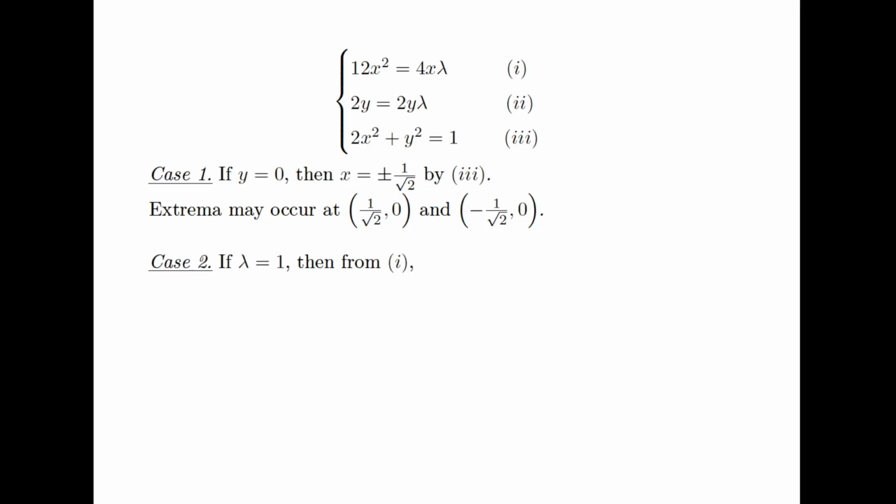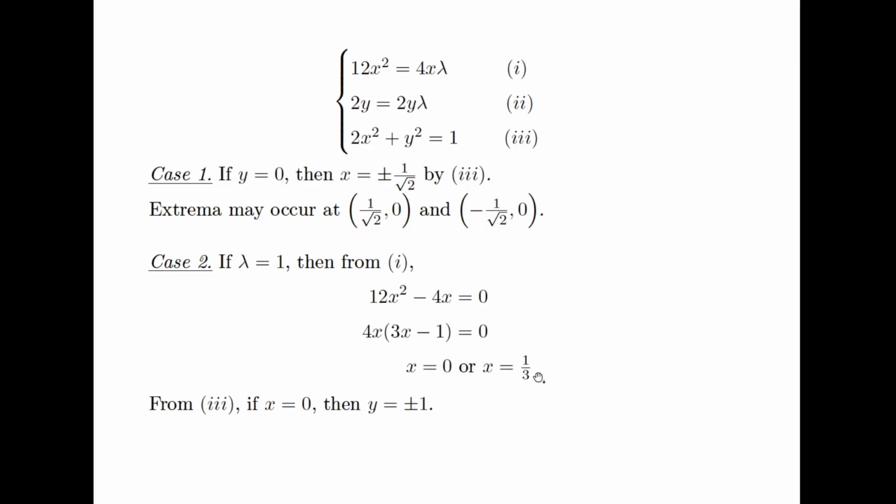The second case is if lambda is equal to 1. Then from the first equation, we have 12x squared equals 4x, or 12x squared minus 4x equals 0. We can factor out 4x and have 4x times (3x minus 1) equals 0. Here we have x is 0, or x is 1/3. From the third equation, if x is 0, then y squared equals 1, or y is equal to positive or negative 1.